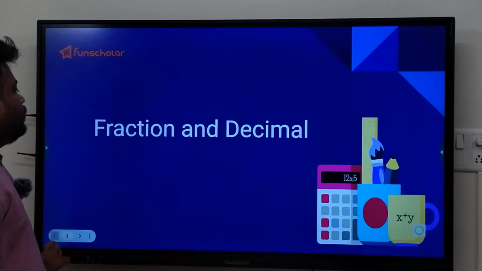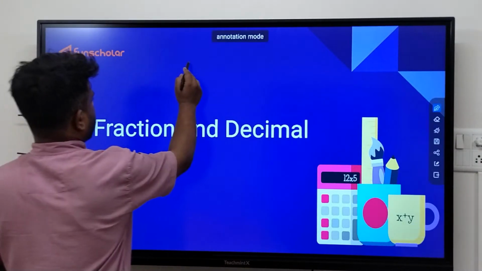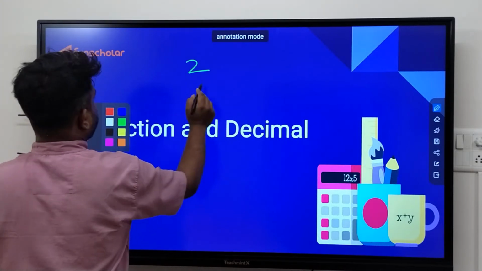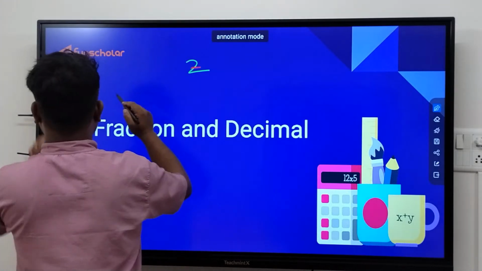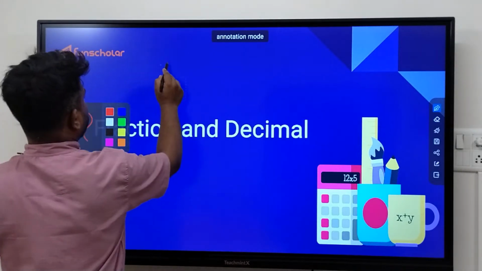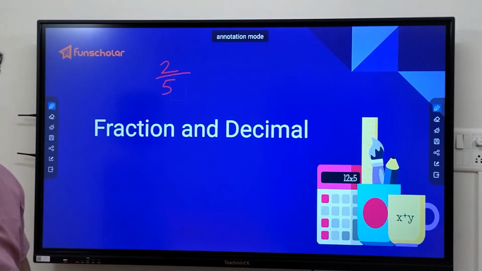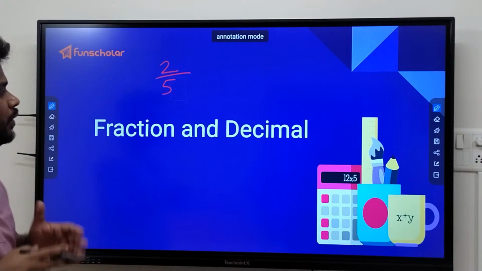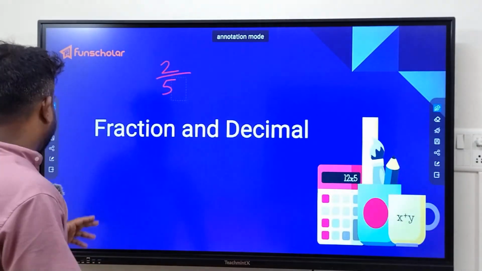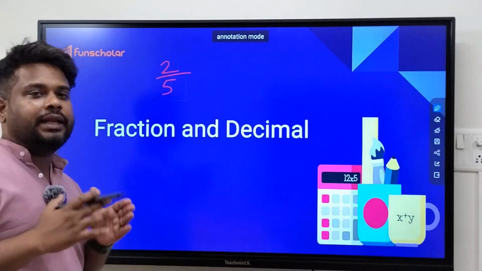First of all, tell me what are fractions. If I write 2 by 5, this is a fraction. We already know that, but why is this a fraction? We are going to learn it from real life examples.